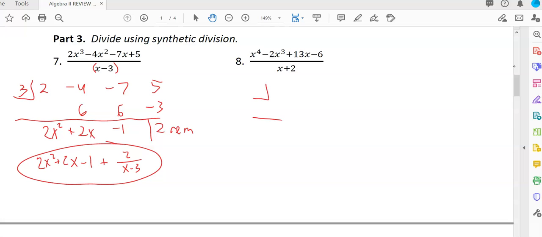In the box, this is the most important step probably, so negative 2 goes in the box because the factor is x plus 2.